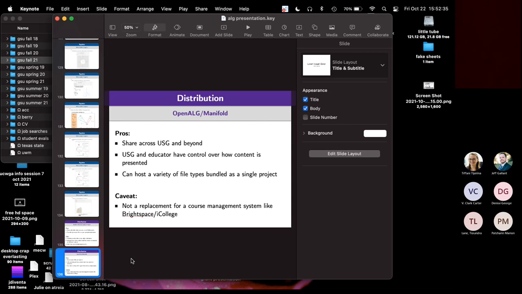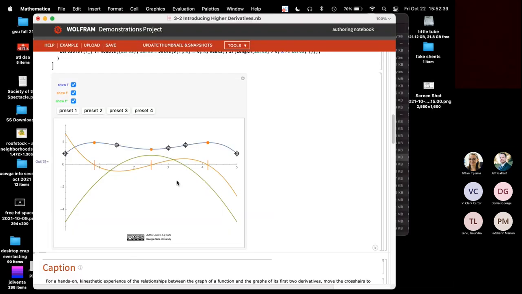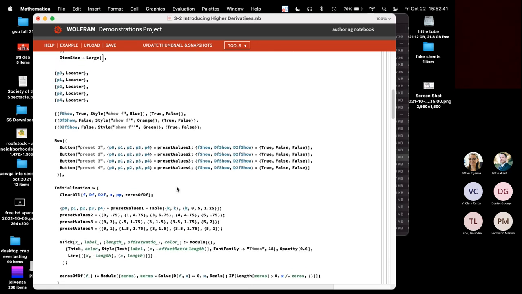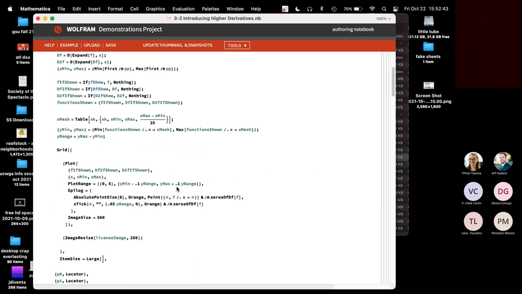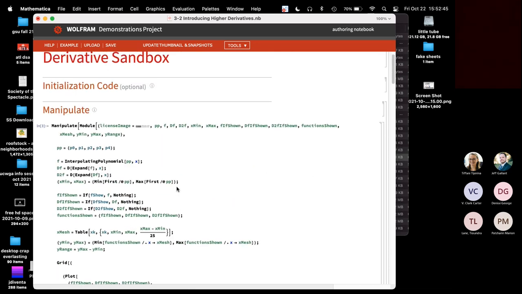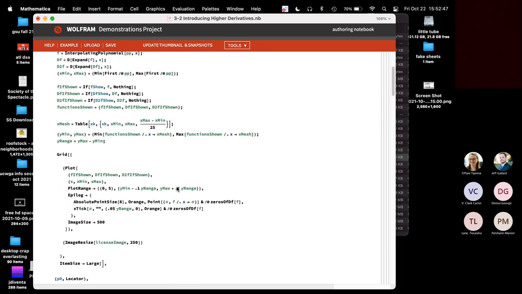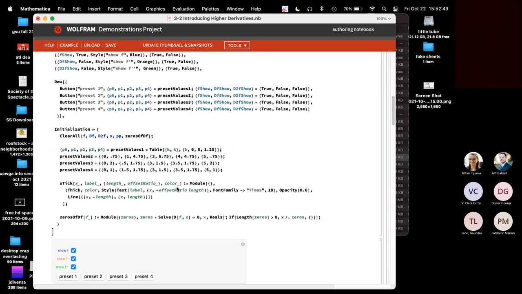It is code. Mathematica is its own language. So here's a look at the code. This is very scary looking, though. It doesn't have to be this complicated. This was a tough one to write. I would say that anybody who knows a coding language can pick up Mathematica pretty quickly.